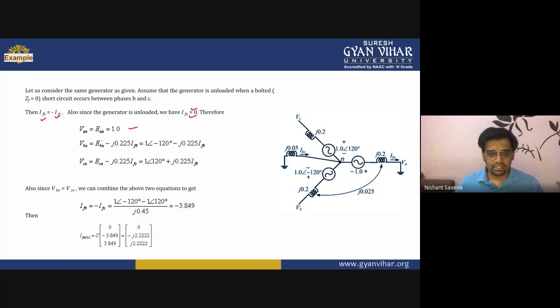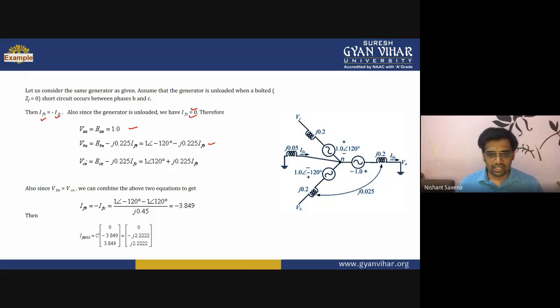Okay, and VBN is equal to EBN minus j 0.225 IFB. I hope this is clear to you. Now, basically this 0.225 is the mutual inductance between these two phases, phase A and phase B.